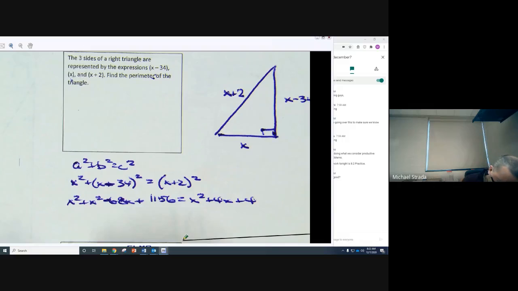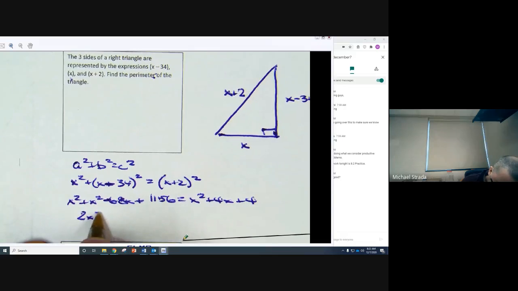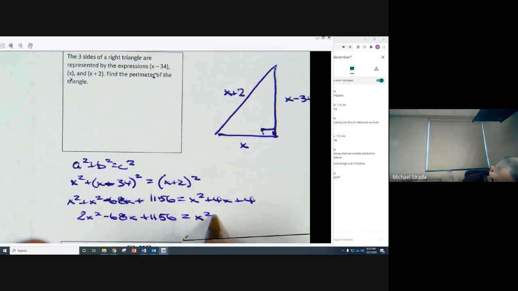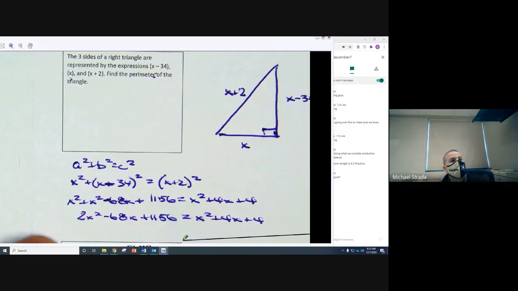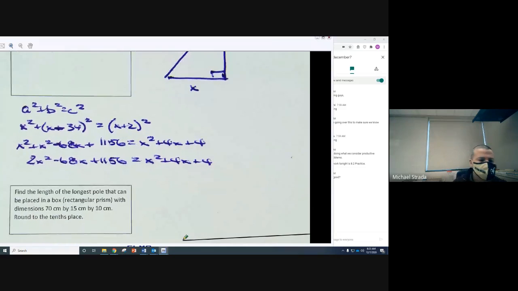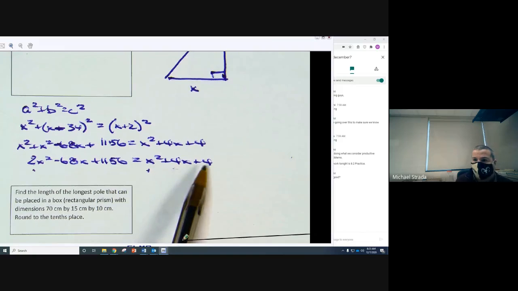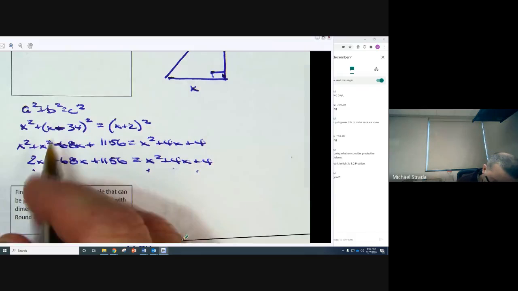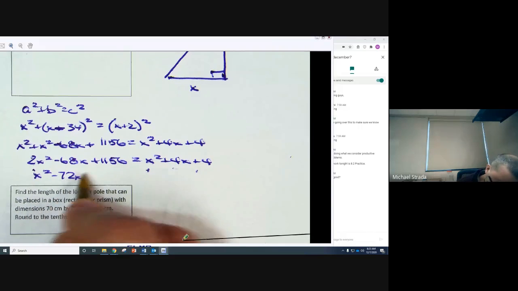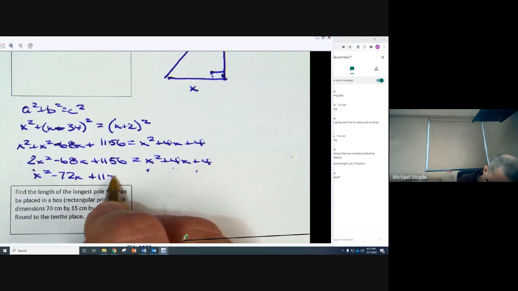Now I'm going to simplify both sides first. It's going to make my life easier. 2x squared minus 68x plus 1156 equals x squared plus 4x plus 4. All right. Now I'm going to get it in standard form using the bigger x squared as my guide. So since the bigger x squared is on the left-hand side, I'm going to move everything over to the right, which means I'm going to subtract x squared from both sides, 4x from both sides, and 4 from both sides. Everybody good with that? So now it's going to give me x squared minus 72x plus 1152 equals 0.